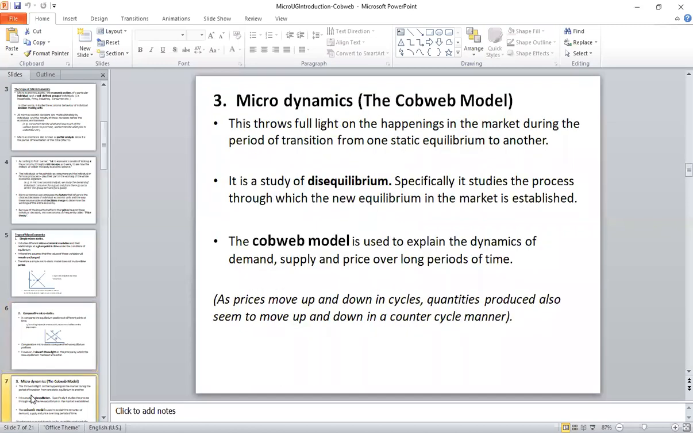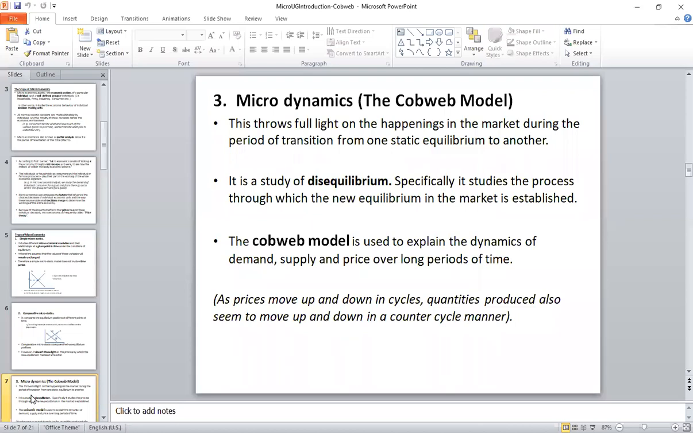The third type of analysis is what we call macrodynamics. Microdynamics throws full light on the happenings in the market during the period of transition. Remember, with comparative statics, we just compare the two equilibrium positions without looking at the process through which we arrive at the new equilibrium position. Basically that is done by microdynamics, which explains the process through which we arrive at the new equilibrium position.